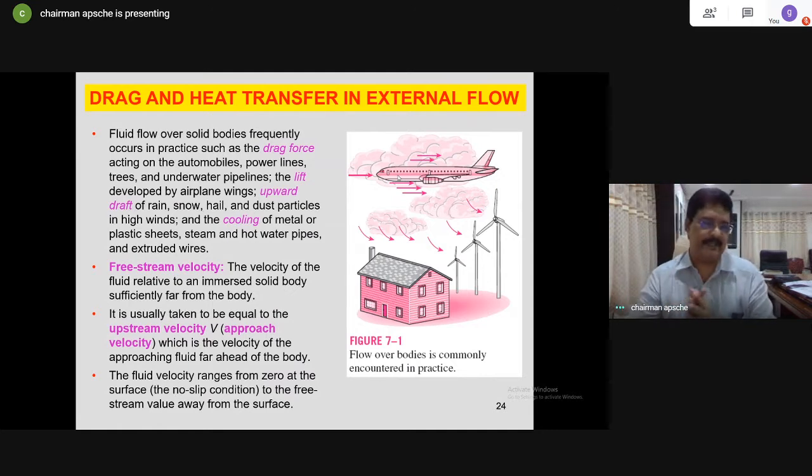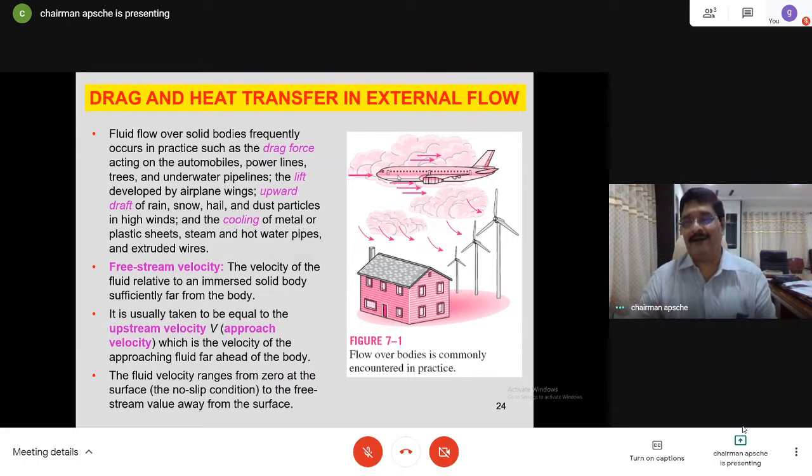Even for your automobiles, when they're moving on the road, an automobile should be designed in such a way that its lift forces are very low. When lift force is more for an automobile, its stability will be less on the road, because the vertical push will be more.